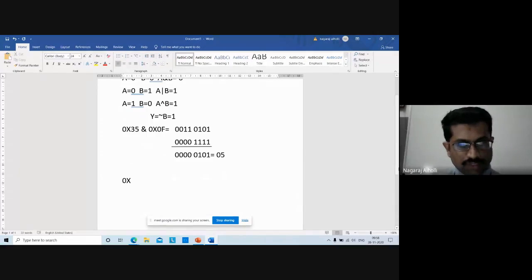0x04 OR with 0x68. You all calculate and tell me how much you will get. 0x04 is 0000 0100, right? Then 0x68 is 0110 1000.